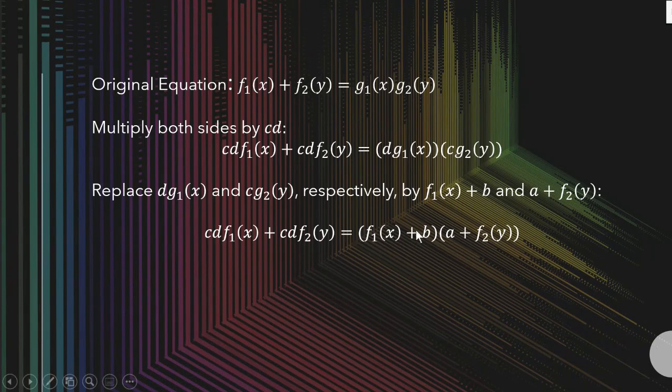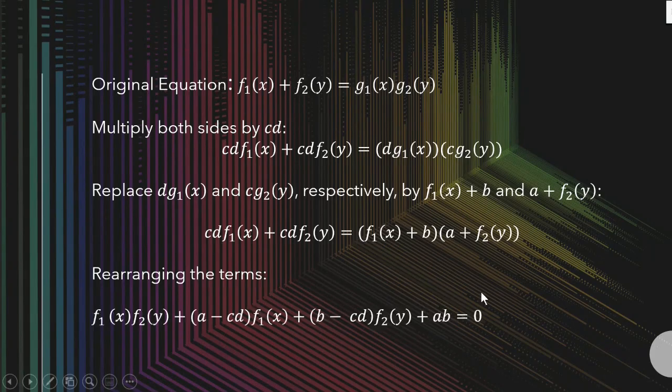And now, doing the multiplication in the right side, and moving all the terms to one of the sides, and combining some terms, we get the following equation. We get that f sub 1 of x times f sub 2 of y plus this number a minus cd times f sub 1 of x plus this number b minus cd times f sub 2 of y plus ab is equal to 0 for whatever values of x and y, of course.